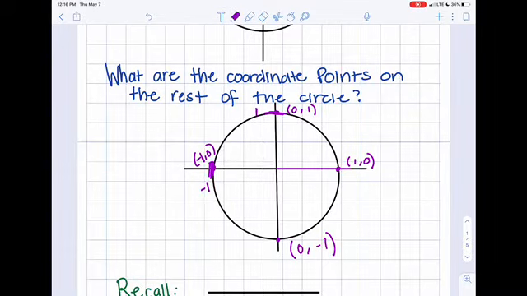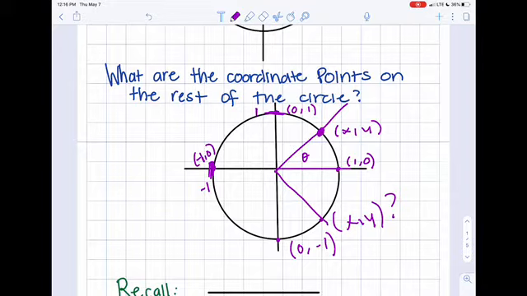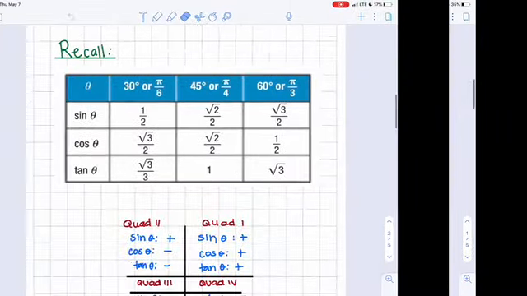But what if I created this angle theta? What about this coordinate point? What's this X and Y? What about this one down here? What's this X and Y? So that's where the unit circle is able to help us out.